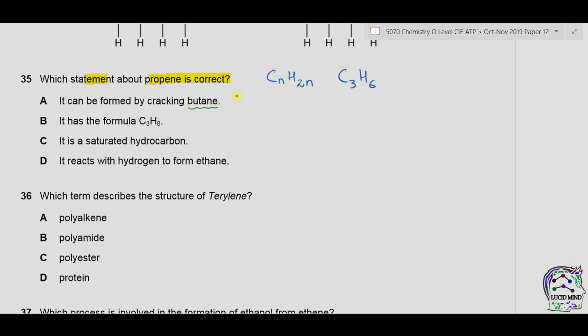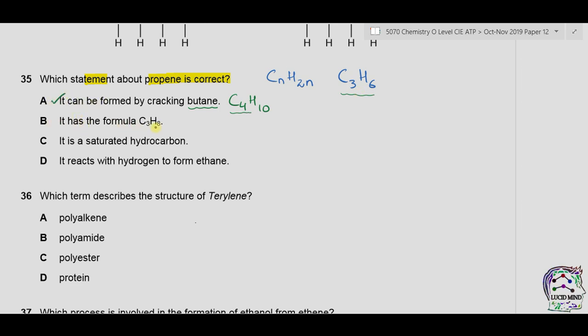As in butane we have 4 carbons and 10 hydrogen atoms. Cracking means converting longer chains into smaller chains. As we have a 4 carbon atom chain in butane, it can be converted into a 3 carbon atom chain in propene. So statement A could be correct.